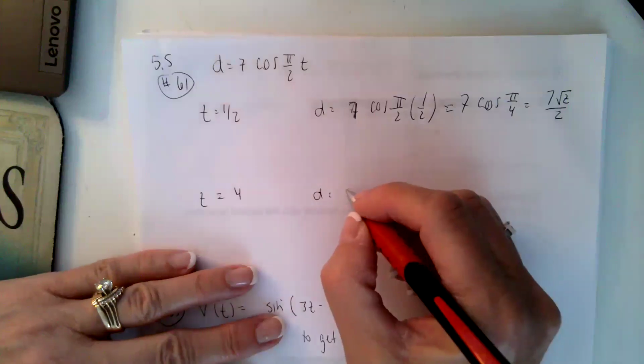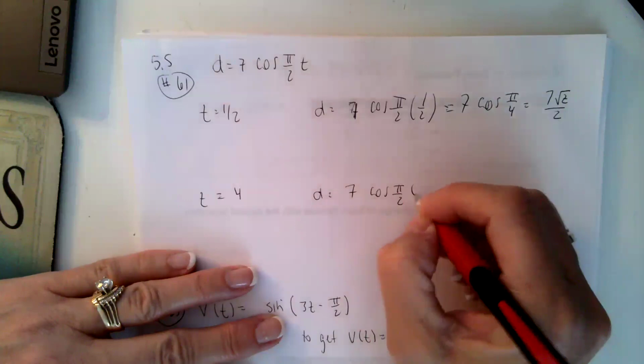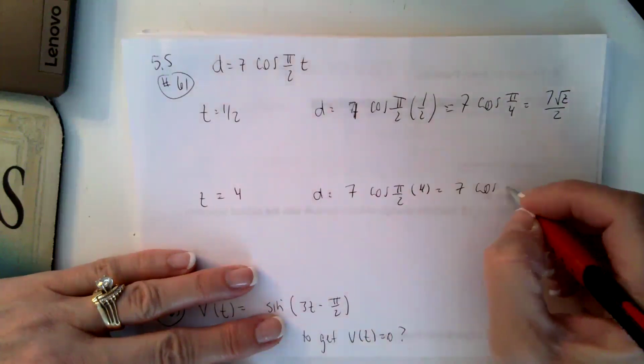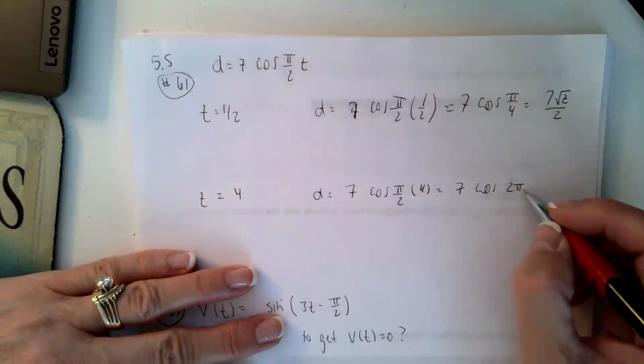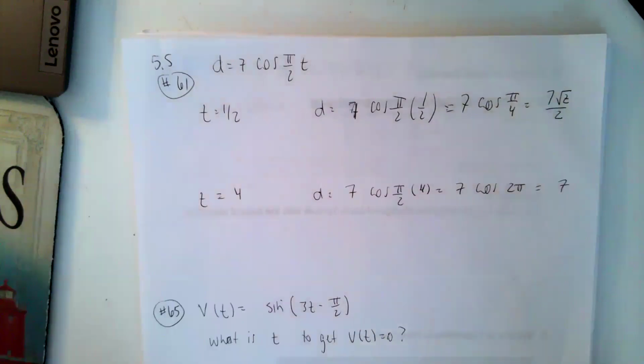And at 4 seconds, that would be 7 times the cosine of 2 pi. Cosine at 2 pi is 1, so this would just be 7.